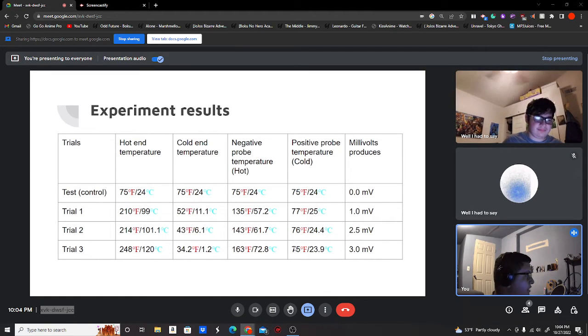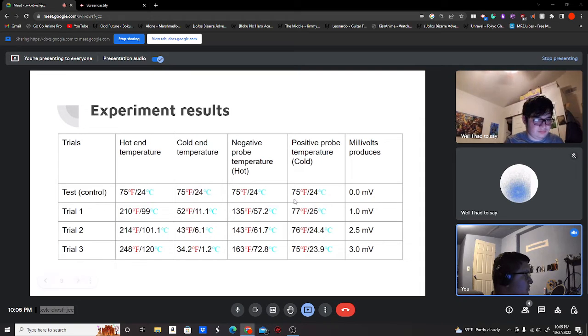You can also see that we had this extra data showing the negative probe's temperature, which was the hot side, and the positive probe's temperature, which was the cold side. We had this extra data just to show that there was a difference in temperature on each end where we actually measured the voltage. But in reality, what matters most in the Seebeck effect is how hot the rod gets and how cold it gets on each side, which would be the cold end temperature and the hot end temperature. As you can see, in our test, which is our control, we left each end by itself at room temperature, which was 75 degrees.